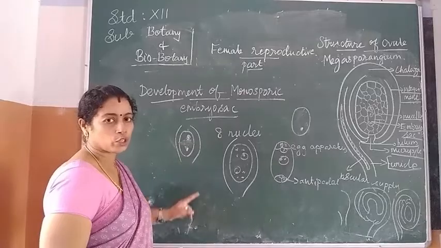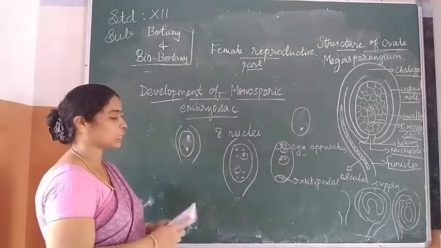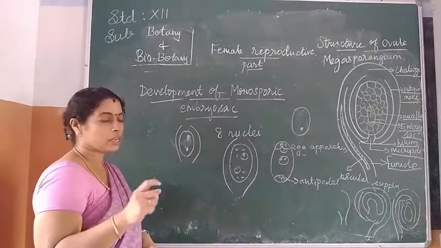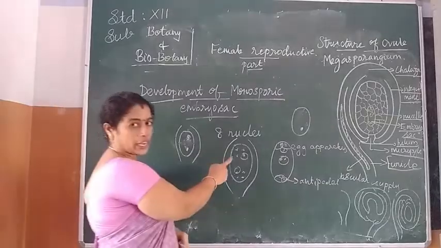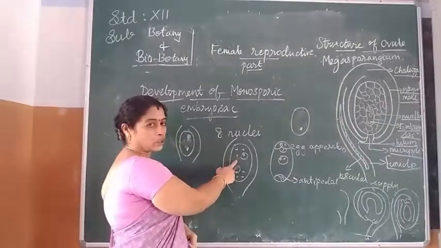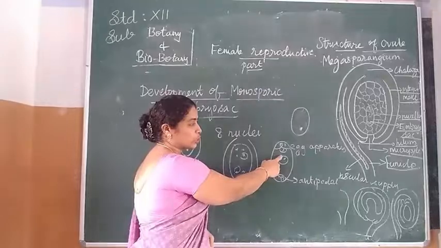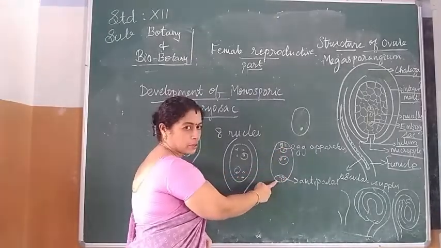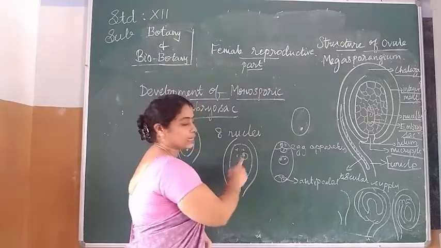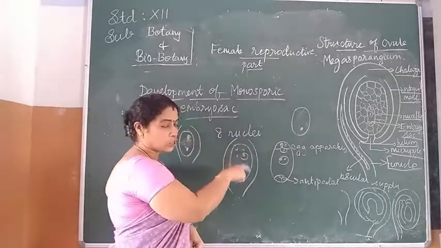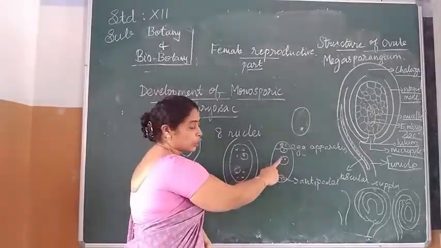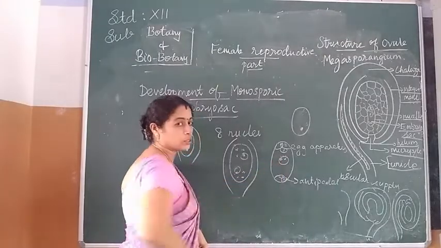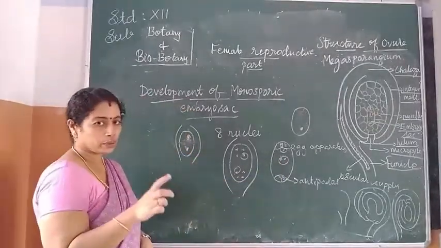So after the formation of 8 nuclei, the single megaspore divides mitotically to form 8 nuclei. Among the 8 nuclei, 3 will be joined together to form the egg apparatus, and 3 will form the antipodal cells. The remaining 2, which are free in the cytoplasm, will be joined together to form the polar nuclei. So this is about the formation of the embryo sac.